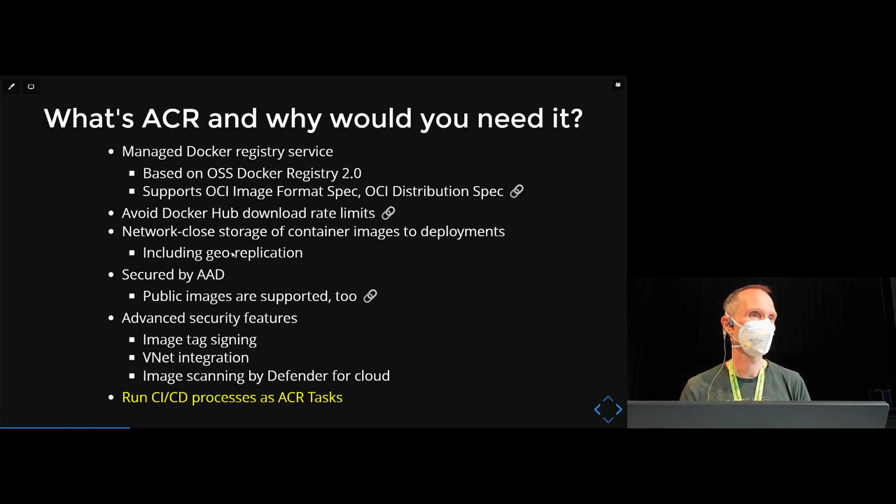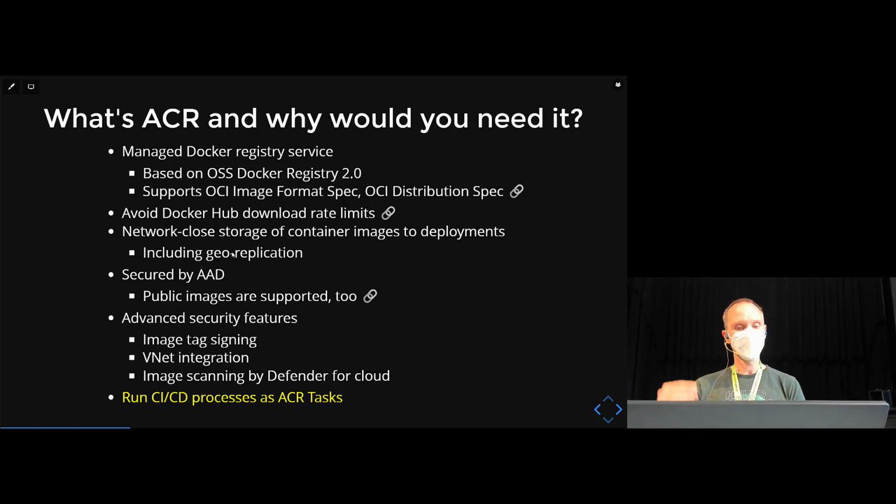The last thing is the thing which is the most important thing for the rest of this talk. You can use ACR with so-called tasks as a CI/CD platform. And many people don't know about that. ACR is a complete CI/CD solution. You can compile your code there, you can test your code there, you can deploy these images, you can trigger deployments in Kubernetes, in app services, in container instances, whatever you want to do.